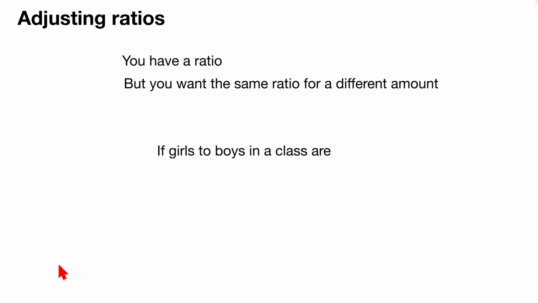Now we learnt a while ago that if girls to boys in a class are 3 to 4, we can multiply both these numbers by 5 to get 15 to 20. This is the same ratio as that. It just uses different numbers. Imagine if we could use this technique to get the numbers that we want.